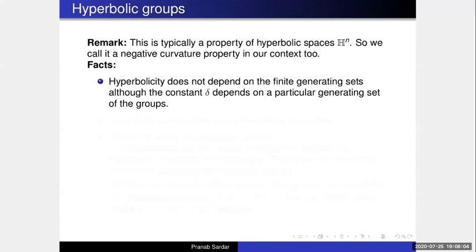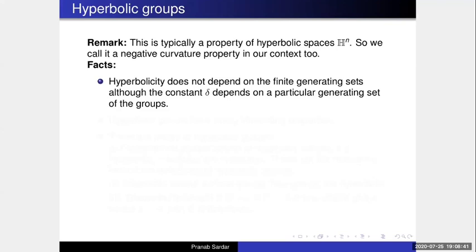So the first important point here is that although we say that the Cayley graph is hyperbolic, the Cayley graph depends on the generating set. So I have to stress here that whenever I am saying the Cayley graph is hyperbolic, I mean the generating set is finite. So fact number one is that it does not depend on the finite generating set. Although if you choose a different generating set, then your delta will be different. Delta may be very big, but you don't worry about that one. You are just happy that this is hyperbolic. So this hyperbolicity does not depend on the particular finite generating set.